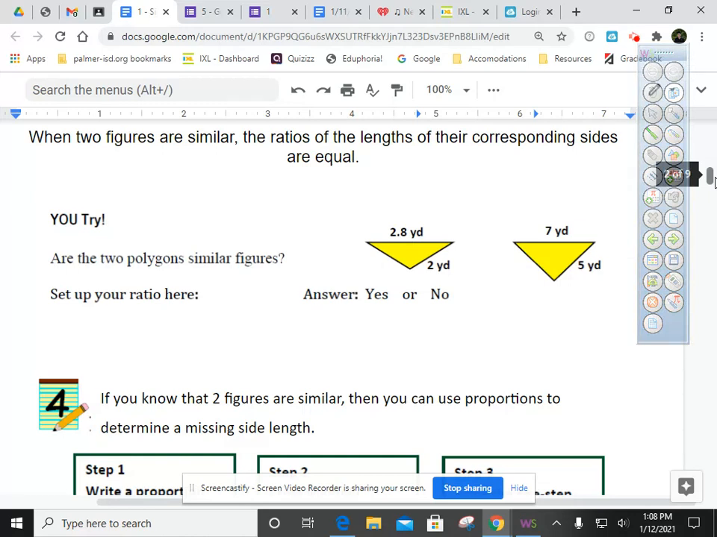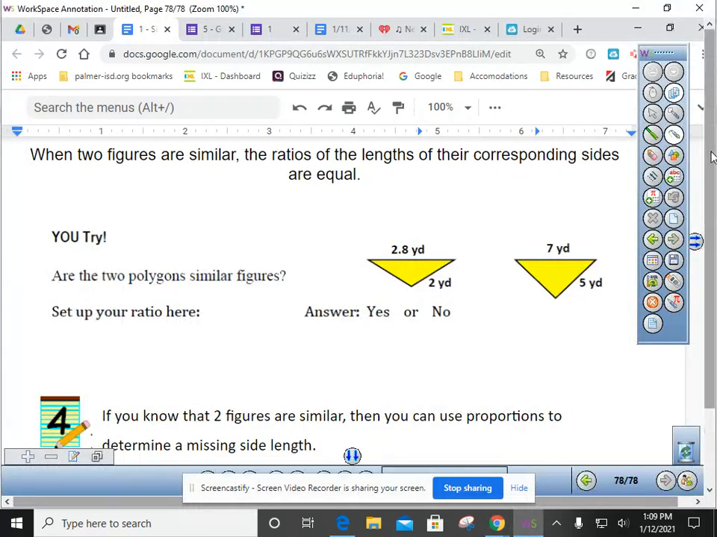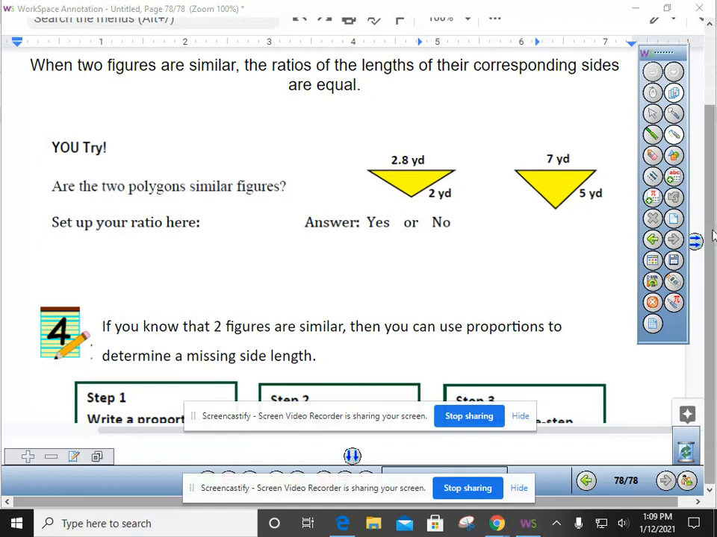When two figures are similar, the ratio of the lengths of their corresponding sides are also equal. You try. Are the polygons similar figures? What's a polygon? A five-sided shape. Is the shape closed? It's a shape that's closed. It's not a circle. So a polygon is a closed figure with three or more sides.